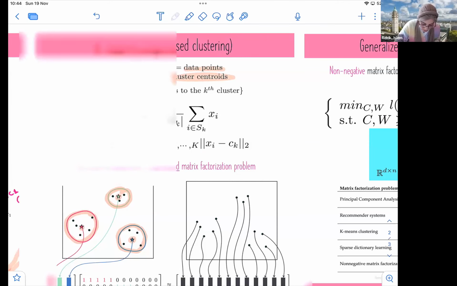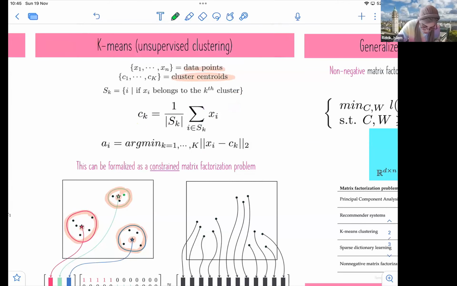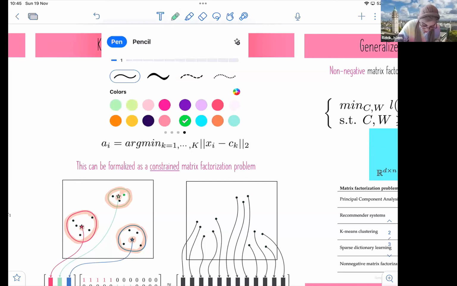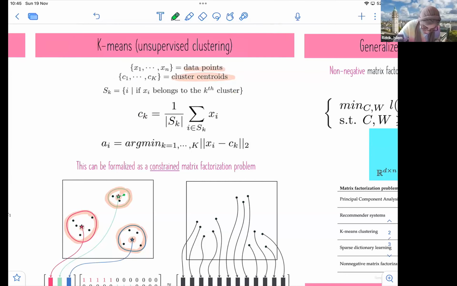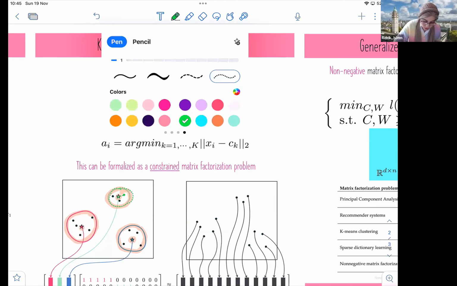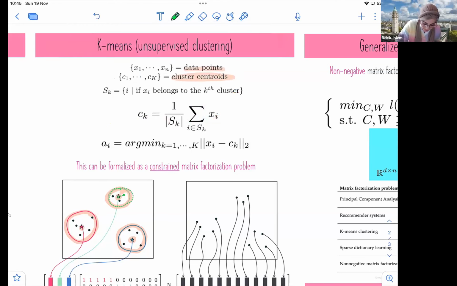So if this point belongs to the green cluster, it should be closer to the green centroid, right, compared to others. It should be far away from the other centroids, because it belongs to the green cluster, and this applies to all other samples. So basically what we want is to learn C_K, the centroid, and this is the centroid of cluster K.